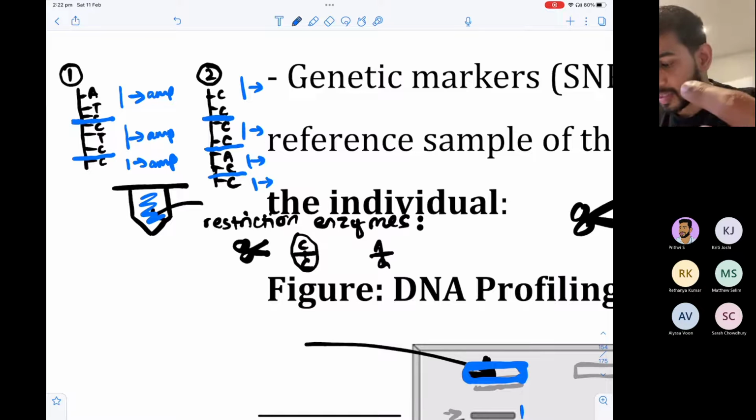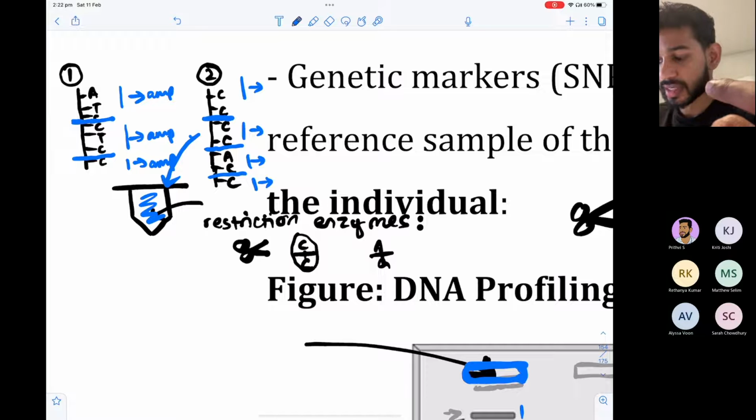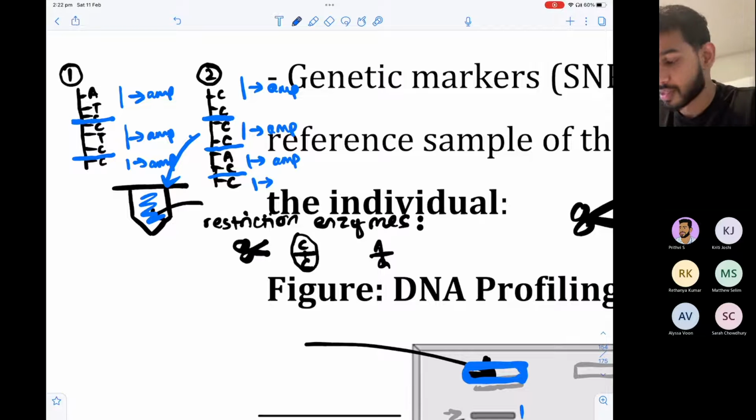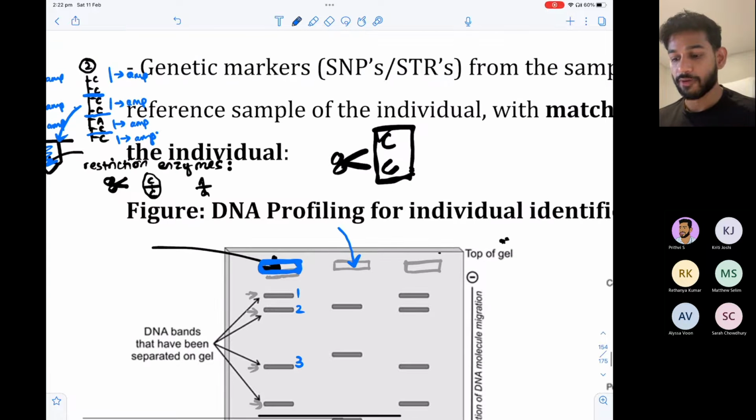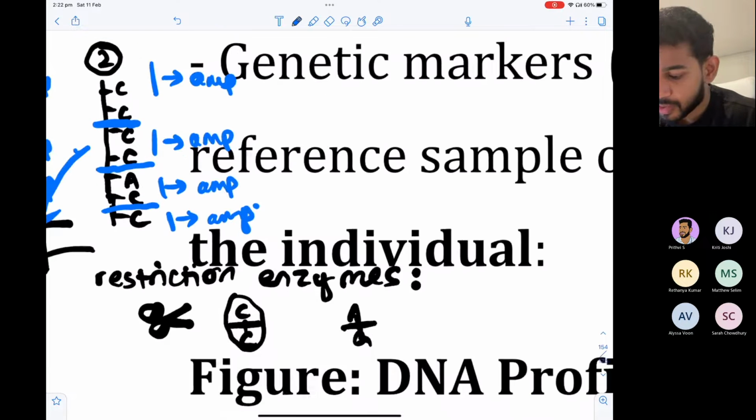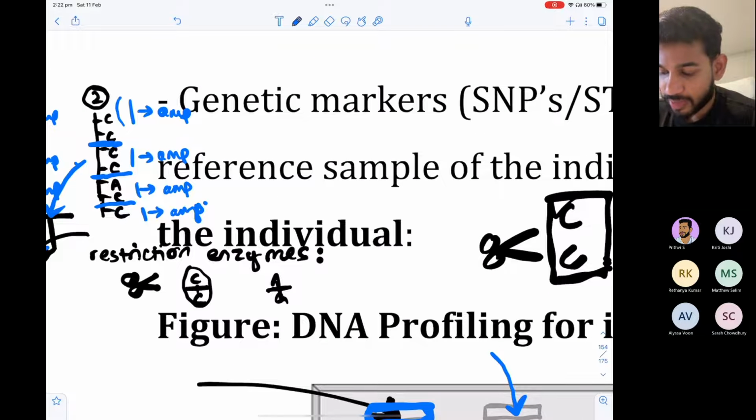Whereas person 2 has 1 fragment, 2 fragments, 3 fragments, 4 fragments. Each of these 4 fragments, when put inside the PCR test tube, will all amplify, aka replicate multiple hundreds of thousands of times. And so when we pipette person 2's DNA into this well, you'll end up seeing 4 differently sized fragments. Looking at this person's DNA, the top fragment is 2 bases, this fragment is 2 bases, this fragment is 2 bases, this fragment is 1 base, only 1 base.